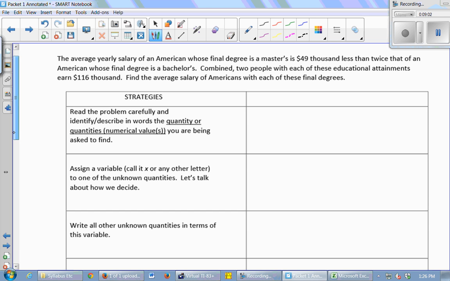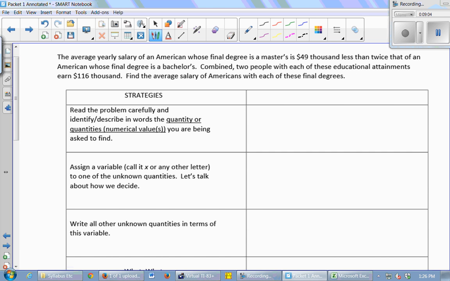Okay, so if we go to the next page here, we're going to walk through it in a step-by-step way here. So, first strategy, read the problem carefully. Identify or describe in words the quantity or quantities, numerical values you're being asked to find. Okay, so figure out what you're being asked. That's the very first thing.